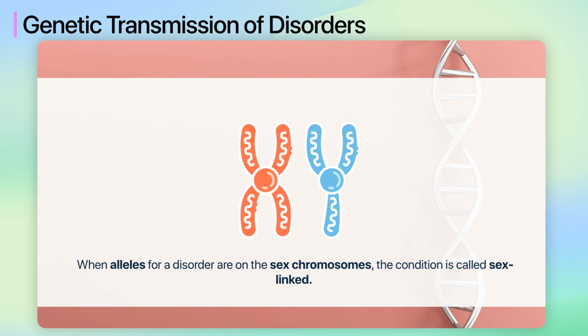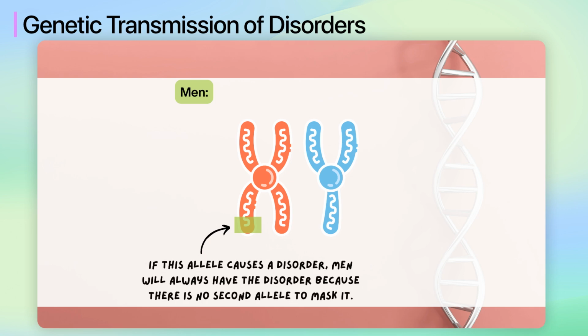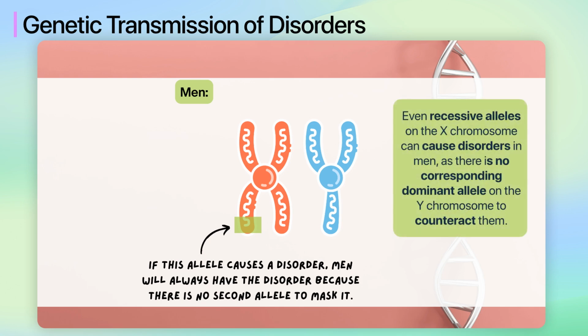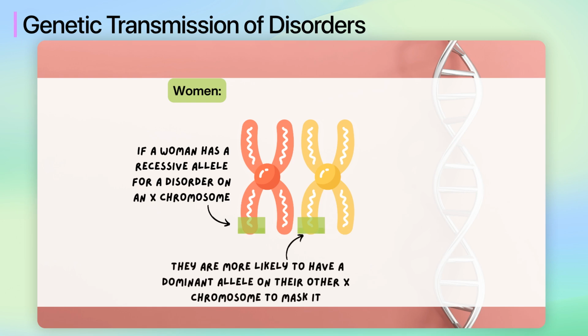As we have noted, men have 1 X and 1 Y chromosome, and the Y chromosome is smaller and has fewer genes. If a gene is on the X chromosome and not on the Y, men only have 1 allele for that gene. If this allele causes a disorder, men will always have the disorder because there is no second allele on the Y chromosome to mask it. This means that even recessive alleles on the X chromosome can cause disorders in men, as there is no corresponding dominant allele on the Y chromosome to counteract them. On the other hand, if a woman has a recessive allele for a disorder on an X chromosome, they are more likely to have a dominant allele on their other X chromosome so that they don't suffer from it.